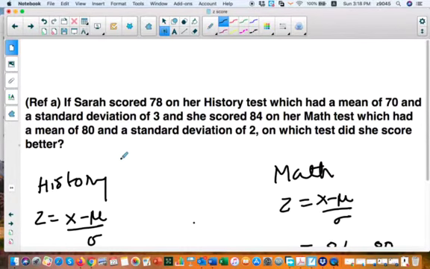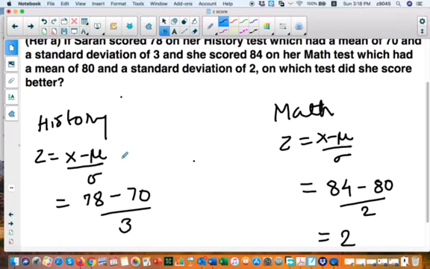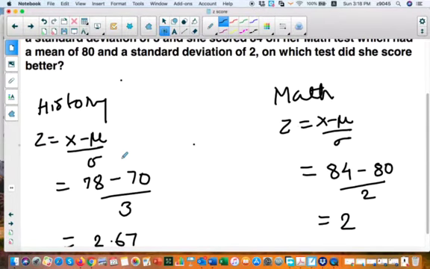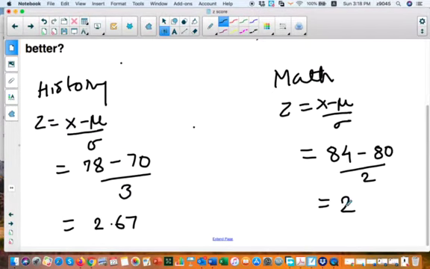Looking at this question now. Sarah scored 78 on her history test, which had a mean of 70 and a standard deviation of 3, and she scored 84 on her math test, which had a mean of 80 and standard deviation of 2. On which test did she score better? Now, whenever we are comparing two quantities, we should always compare the z-scores. We have calculated the z-score for history and for math, and comparing the values, the performance in history is better than in math because it corresponds to a higher z-score.